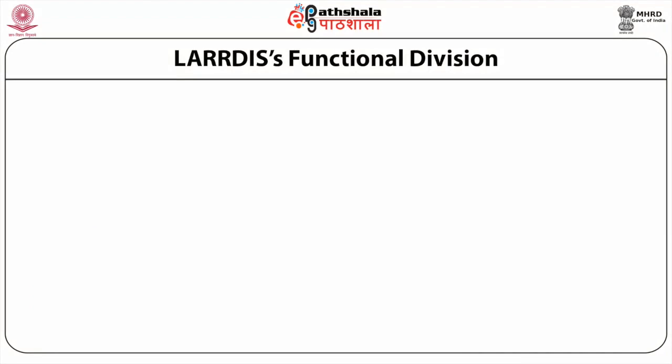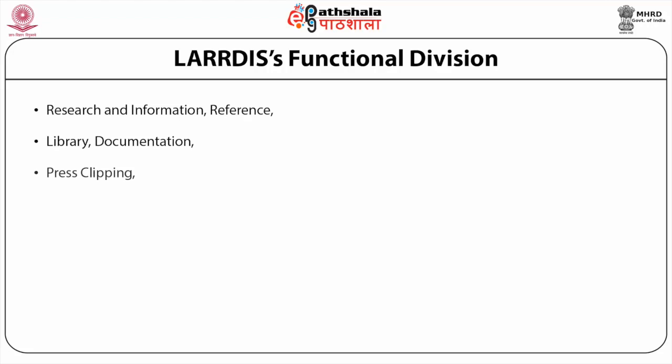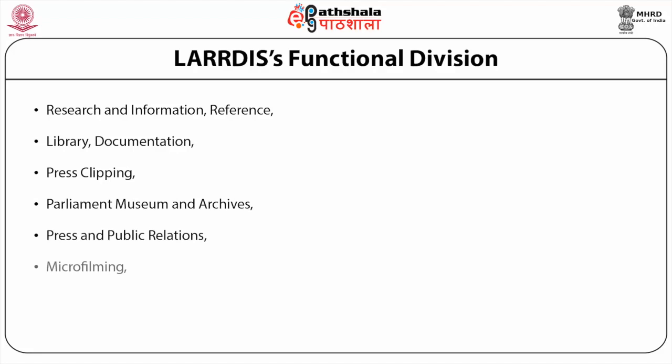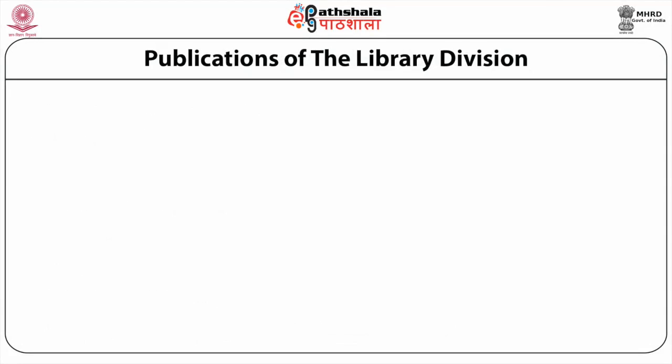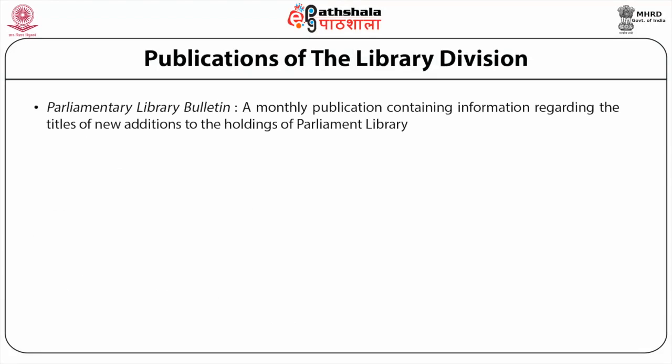The functional divisions of LARRDIS are Research and Information Reference, Library Documentation, Press Clipping, Parliament Museum and Archives, Press and Public Relations, Microfilming, Audiovisual and Telecasting, and Computerization of Information Service for Members of Parliament. The publications of library divisions are the Parliamentary Library Bulletin, a monthly publication containing information regarding the titles of new additions to the holdings of Parliament Library.